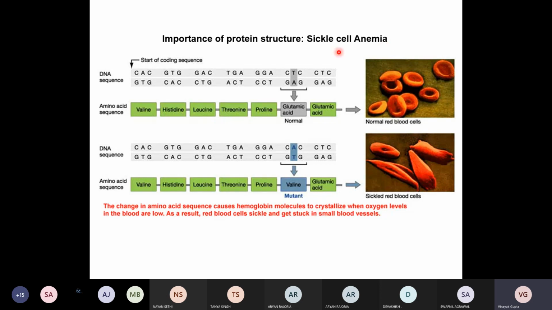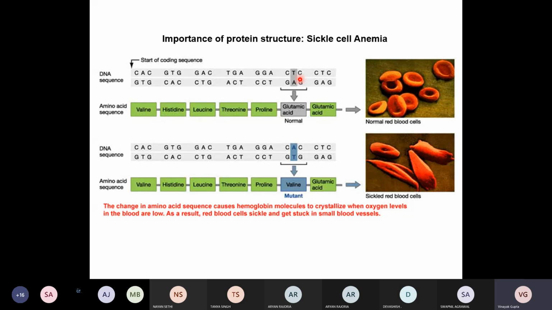So what is going to happen in this disease? This is part of the gene sequence which is going to code for hemoglobin. This is not a complete sequence, this is part of that. And here you can see CTC, which codes for glutamic acid in a normal human being. This is part of the amino acid sequence of hemoglobin protein. At this position, you have glutamic acid because here the genetic code is CTC.